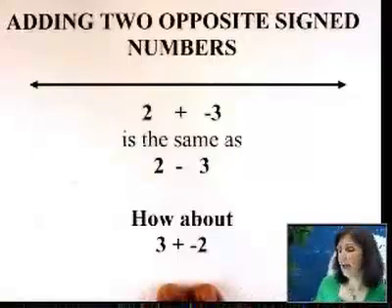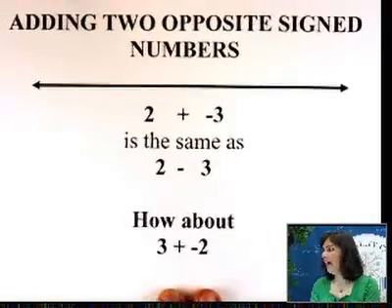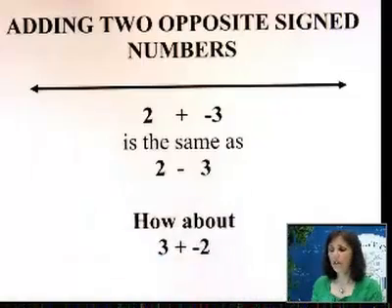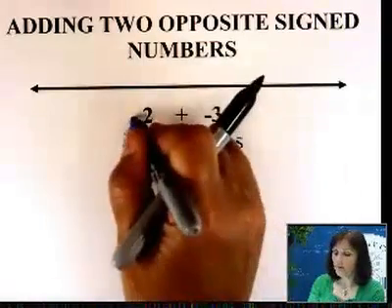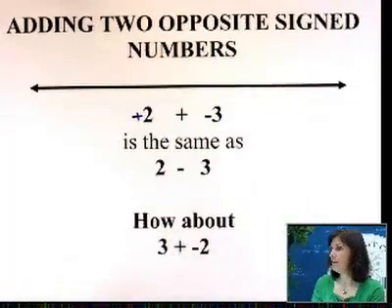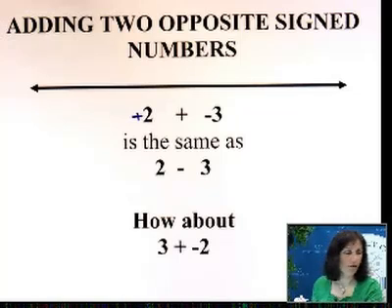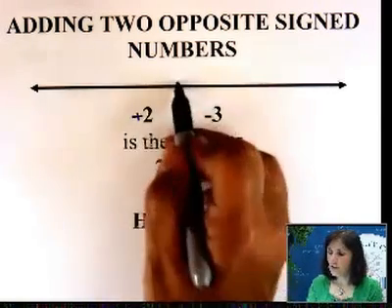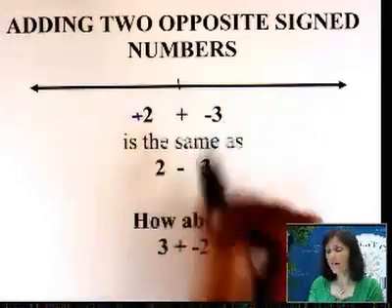Now, let's look at when we add two opposite sign numbers, like a positive and a negative. Remember, you have a positive here that you don't see. Okay, so I did it a different color. I don't know if you can see that. I'll use red.